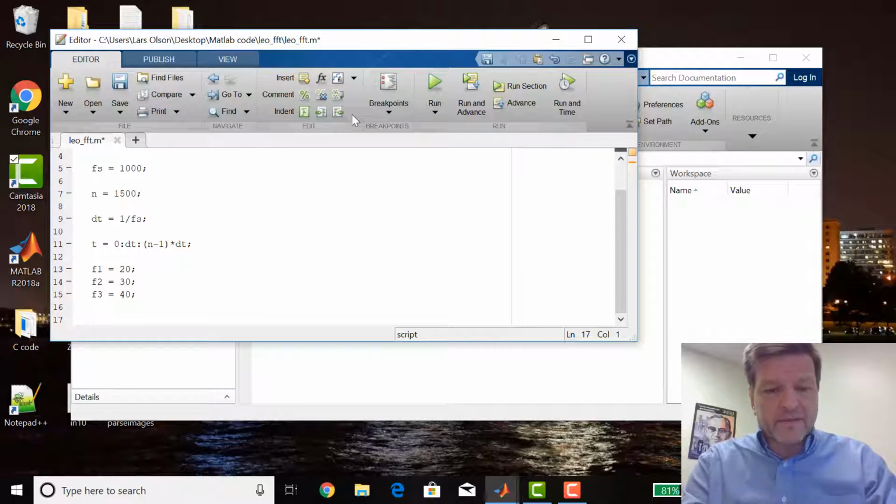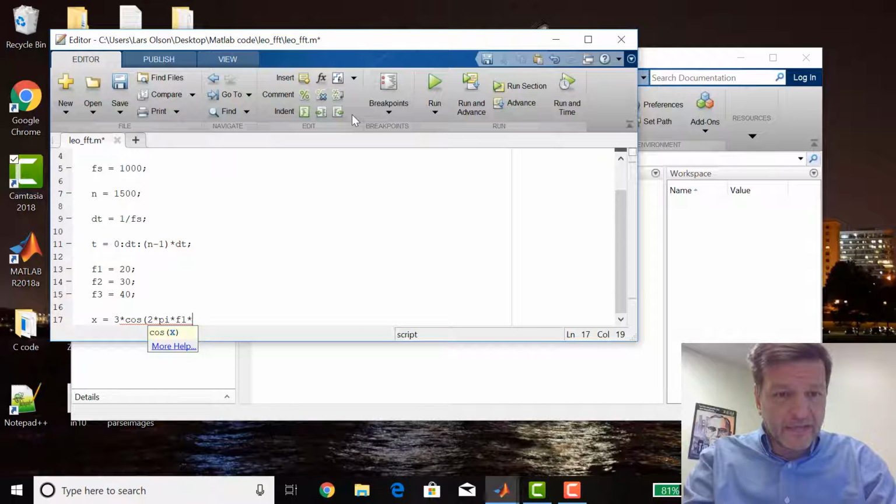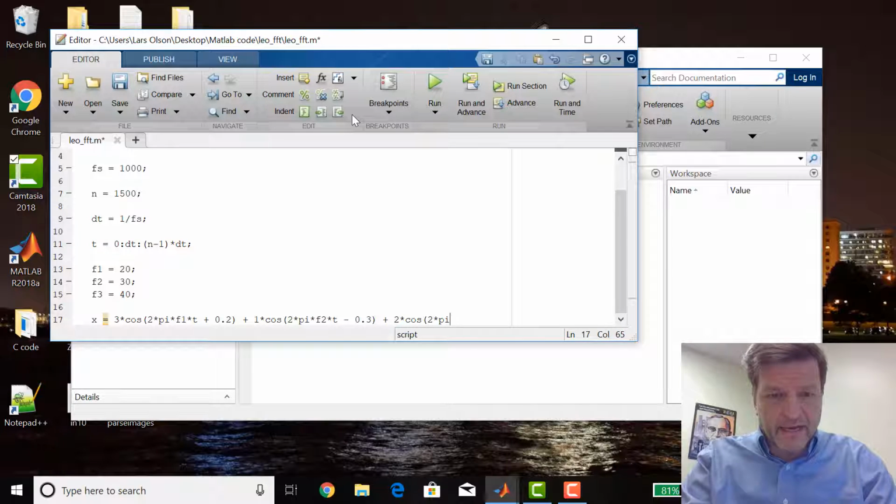And then I'm going to make the signal x, composed of three sine waves. So 3 times cosine of 2 times pi times f1 times t. And I'll give it a phase. If time, we'll talk about that. Plus 1 times cosine of 2 times pi times f2 t, minus 0.3, plus 2 times cosine of 2 times pi times f3 t, plus 2.4.